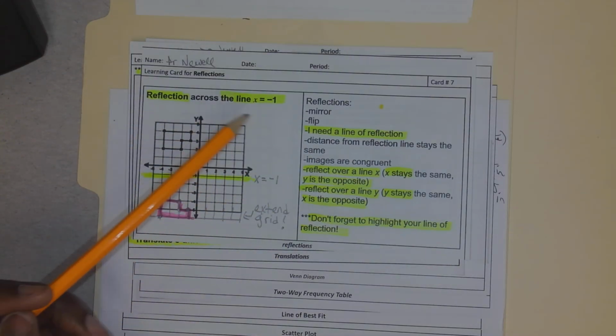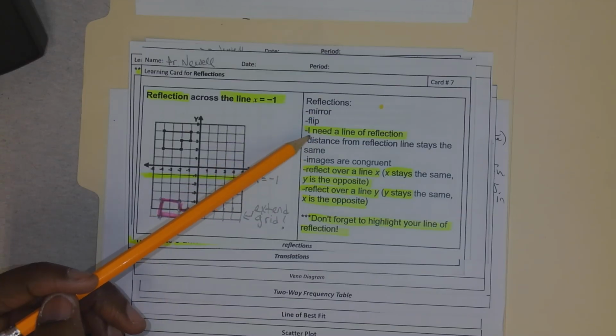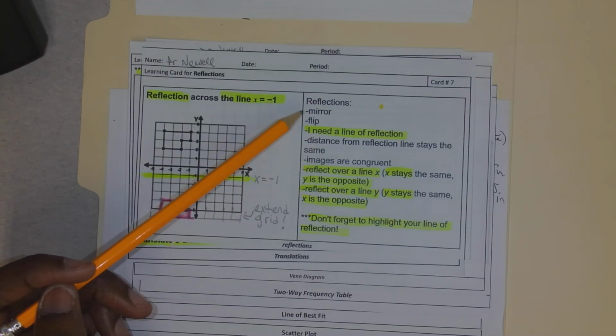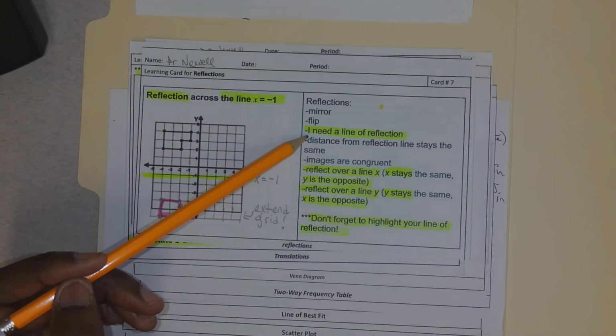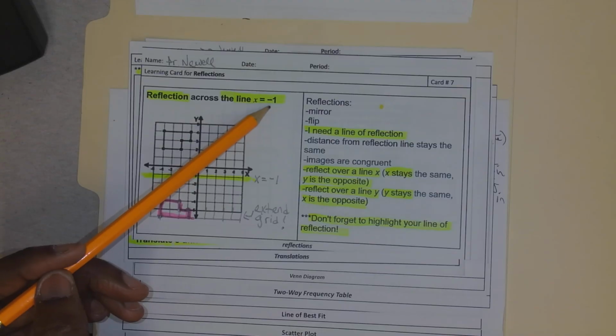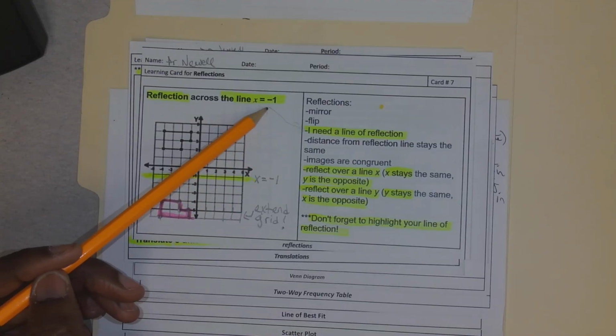Now, notice on this one, again, we have all our notes. What are keywords for reflections, and what do I need? I need a line of reflection. A reflection could be a mirror image, or what some people call flipping, okay? What is my line of reflection? It's going to be given to me all the time if I need to find the image.